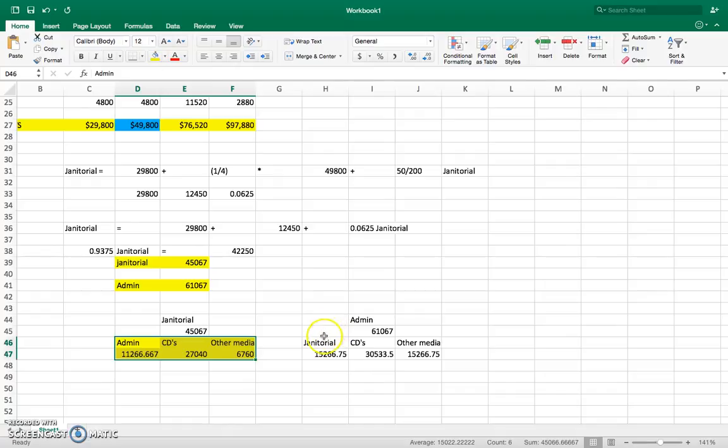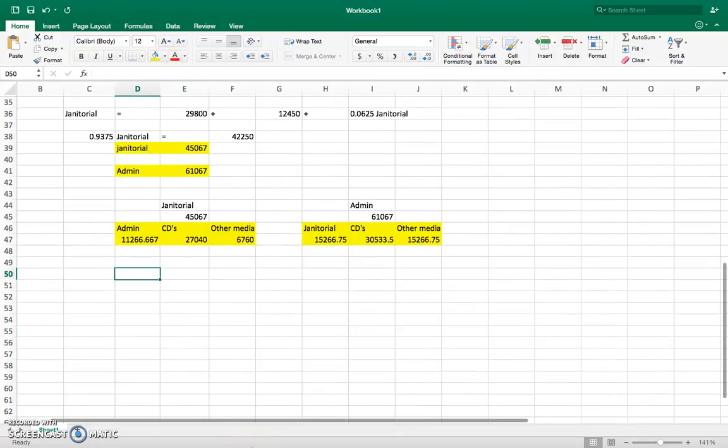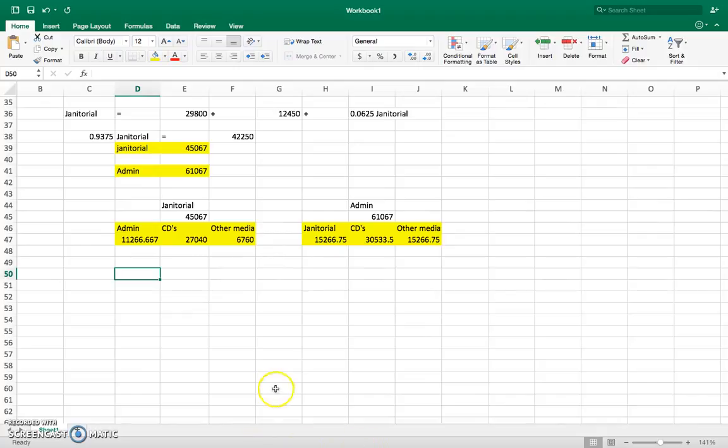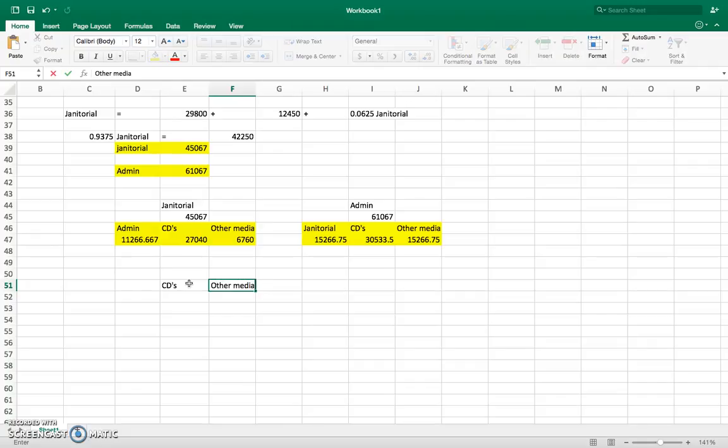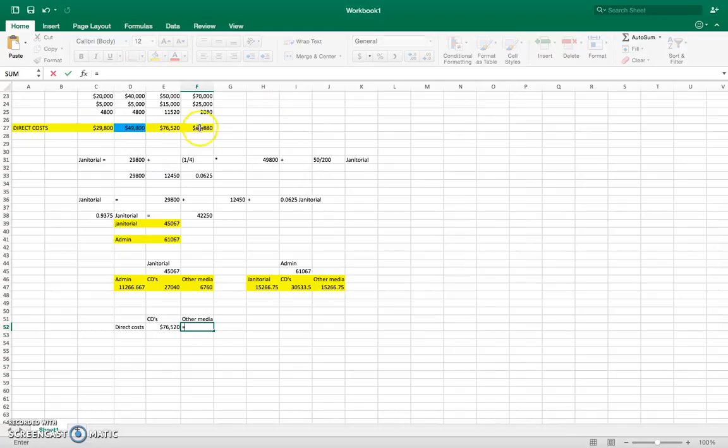But that isn't your final answer, right? These are simply your allocated costs. Now, in order for you to find your final answer, you want to find the costs allocated to your final operating departments. So you have CDs and you have other media, right? So in order for us to do that, I have the numbers right here with me. So our direct costs, again, same drill. Direct costs for CDs are 76,520, and for other media are 97,880.